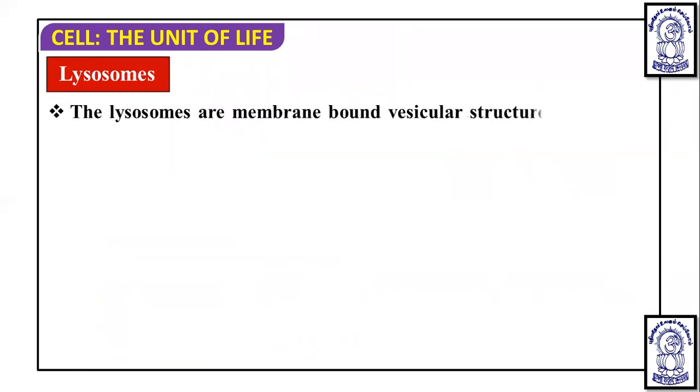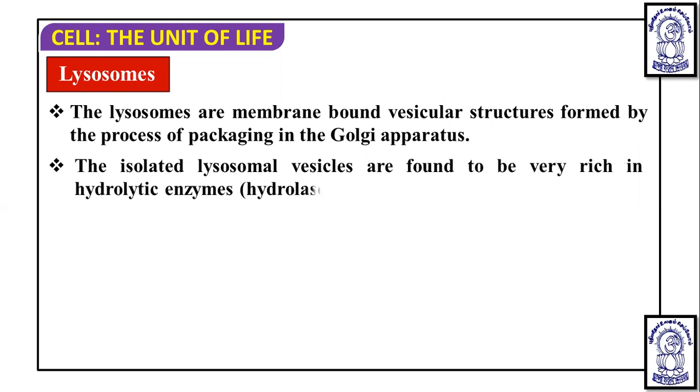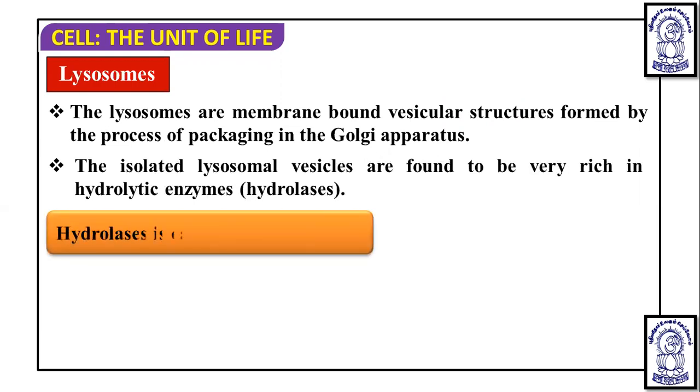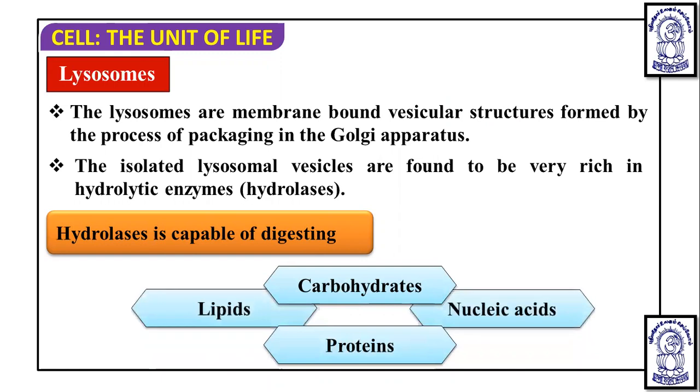Now, the lysosome is obviously a membrane-bound vesicular structure formed by the process of packaging in the Golgi apparatus. So, if the vesicle is coming from the trans face of the Golgi complex, and if this vesicle has some hydrolytic enzyme, then we can call this vesicle a lysosome. Okay, so that is the thing. The isolated lysosomal vesicles are found to be very rich in hydrolytic enzymes or hydrolases, and hydrolases are capable of digesting carbohydrate, protein, lipids, nucleic acid, all this.